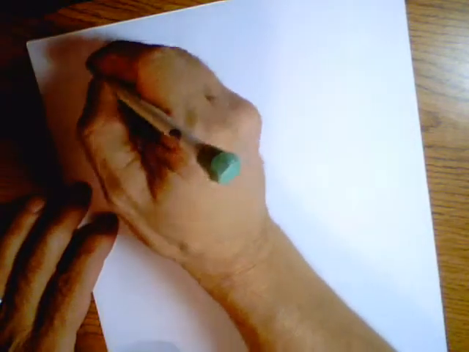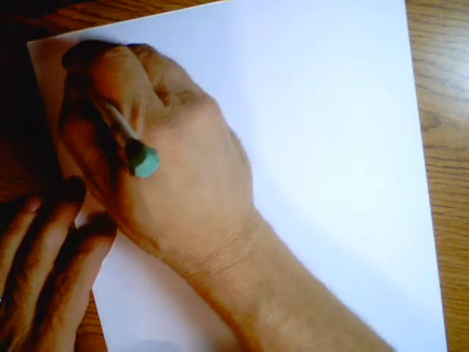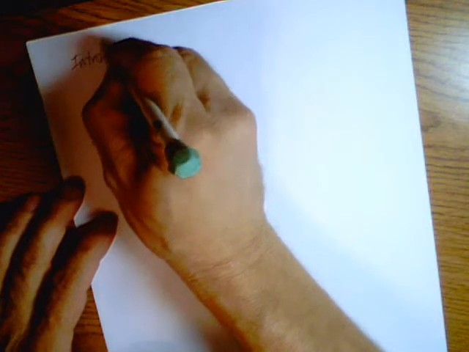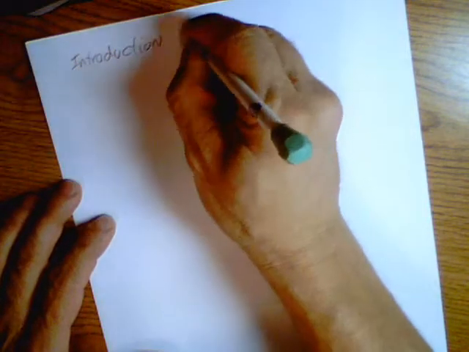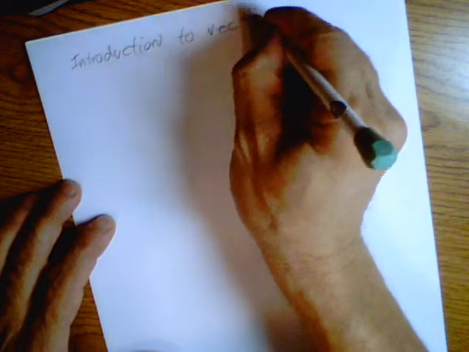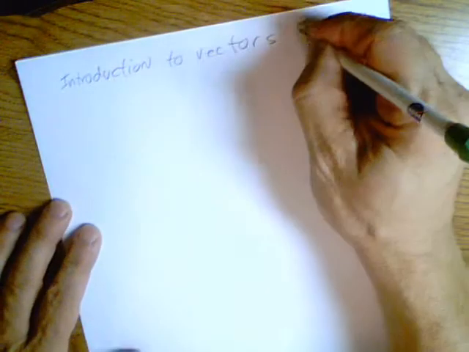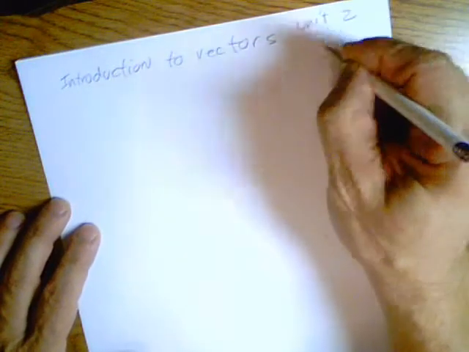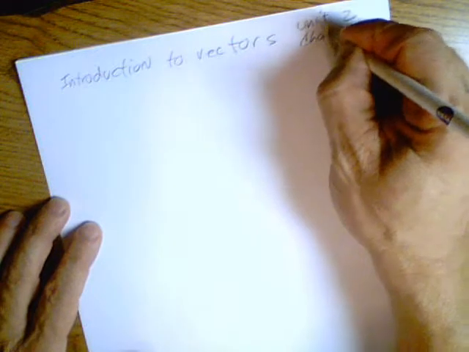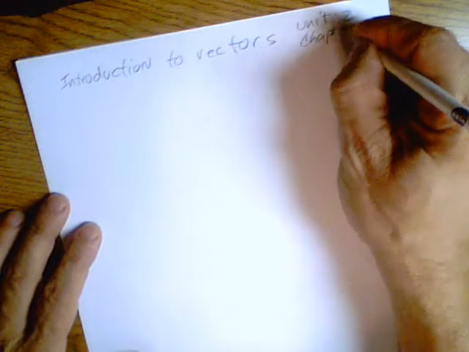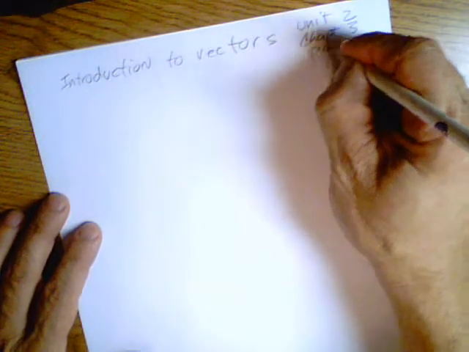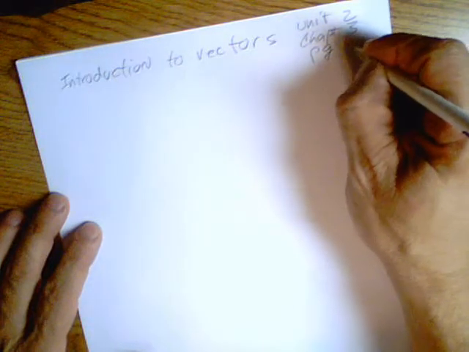Page 82, and this is introduction to vectors. All right, this is Unit 2, Chapter 3, page 82.